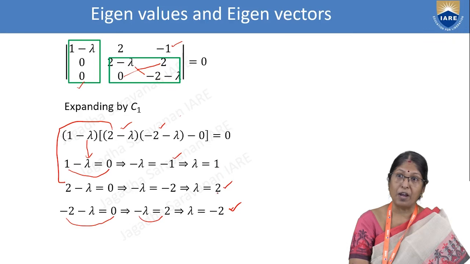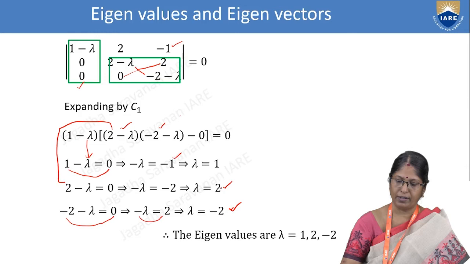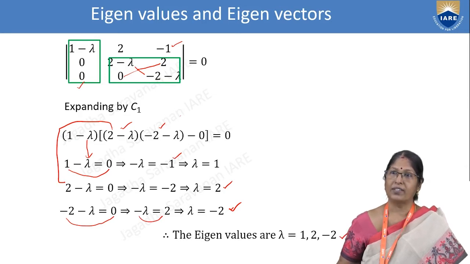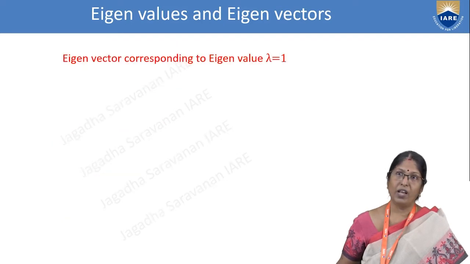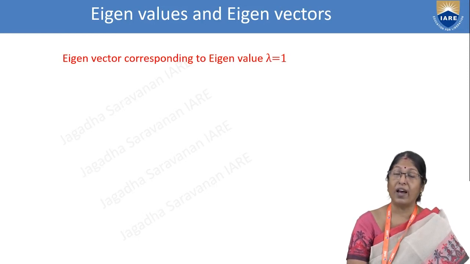So we know lambda represents the eigenvalue. So the eigenvalues for our given matrix A are 1, 2, minus 2. We can see the eigenvalues are represented here, that is lambda equal to 1, 2, minus 2. Now, when eigenvalue lambda equal to 1, what is the eigenvector? That we are going to find.